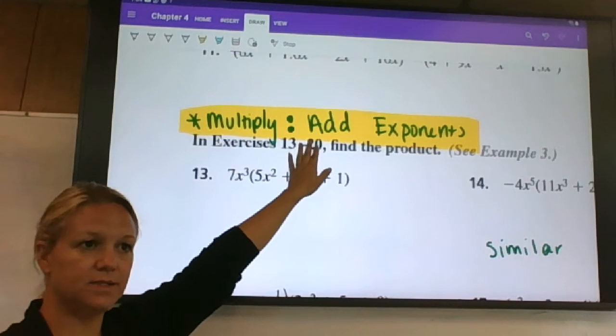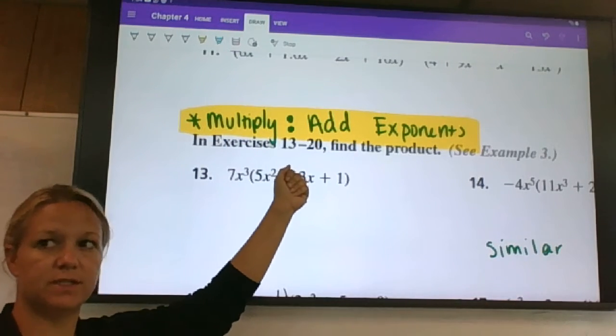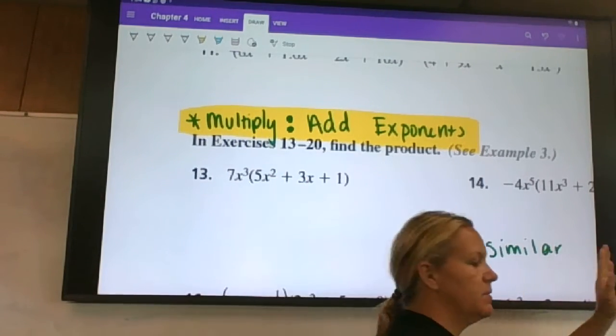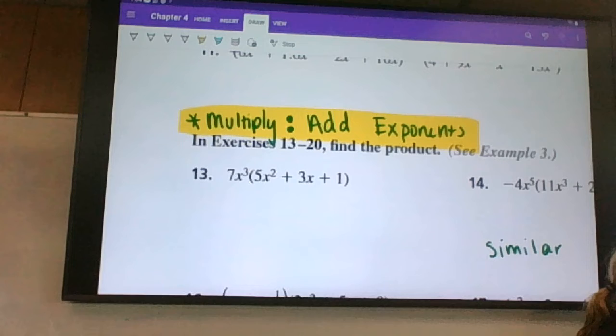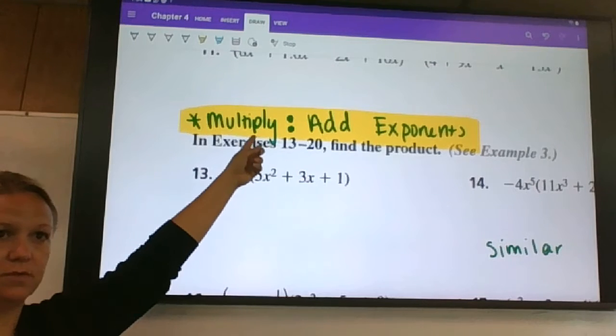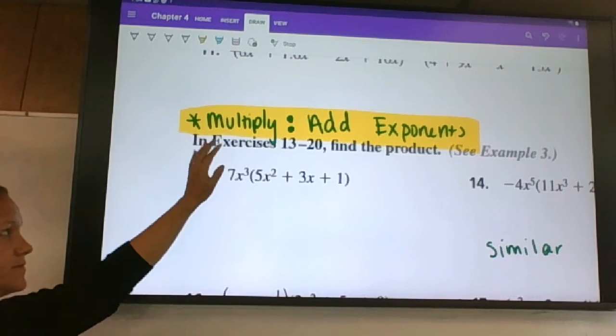When you multiply the same base of a variable, your exponents get added. So the only real notes I'm giving you here is when you add and subtract, you don't change exponents, but when you multiply, you do. It's really the only notes I'm giving you.